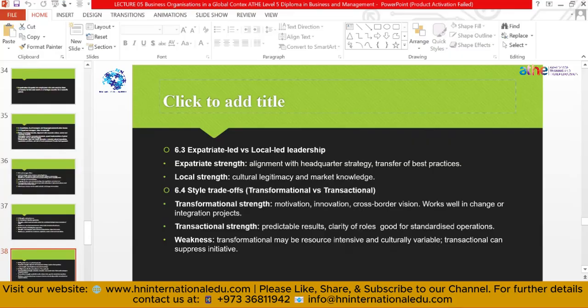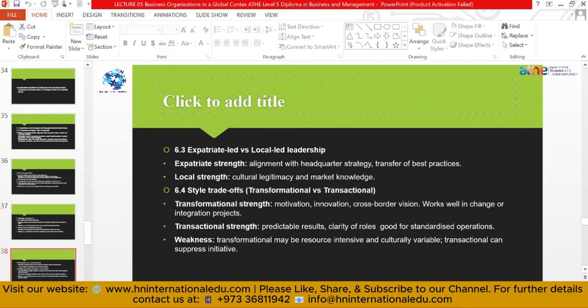Style trade-offs, transformational versus transactional leadership style. Transformational strength: motivation, innovation, cross-border vision, works well in change or integration projects. That is from city to city. Transactional strength: predictable results, clarity of roles, good for standardized operation. That is for the daily operations going on. However, transformational may be resource intensive. You need a lot of raw material.